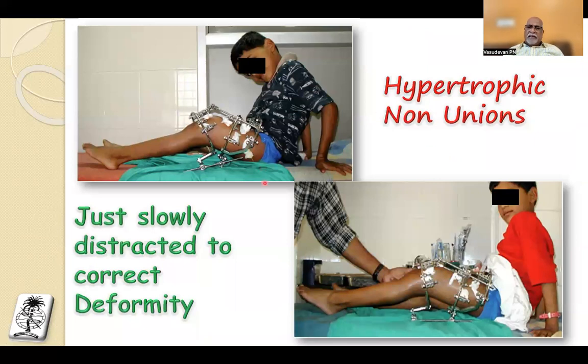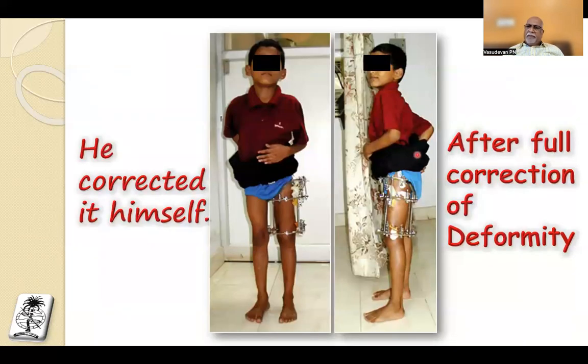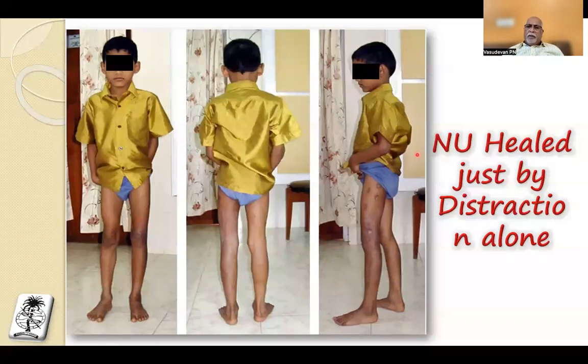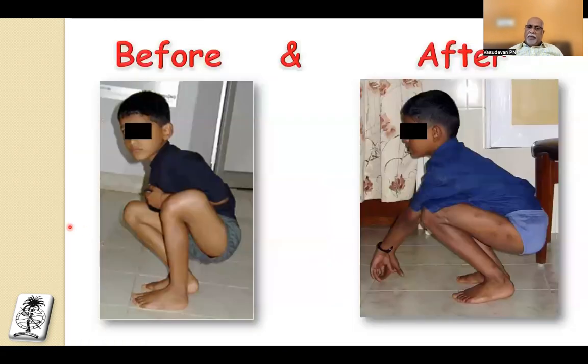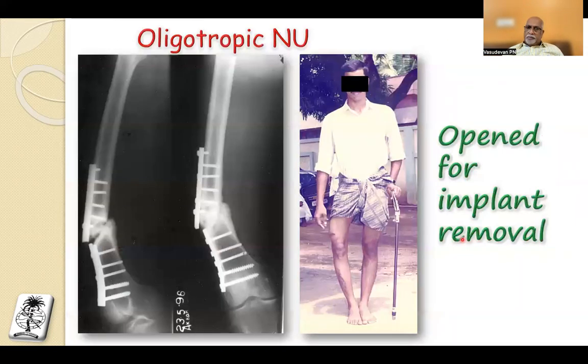So what I did was, I just put a fixator and asked the boy to slowly correct the deformity. So he corrected it himself, and that is after full correction of the deformity. So he is simply working on that, and that is the X-ray. Now look at it. Where is the sclerotic bone? And you can see the whole medullary cavity is reformed. That is his function, before and after.